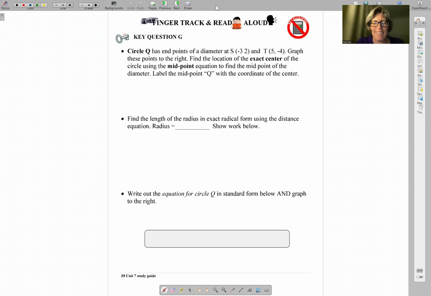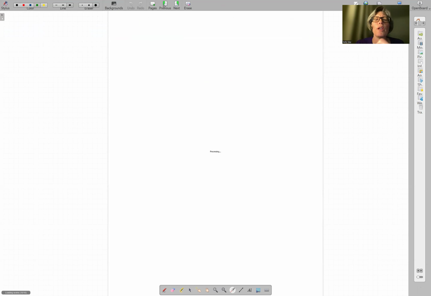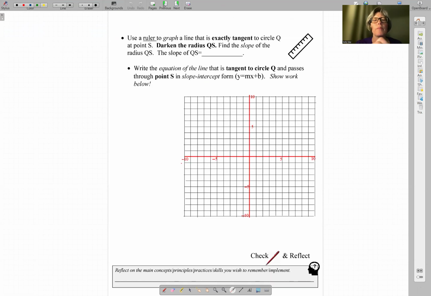Question G says circle Q has endpoints of a diameter at S (-3, 2) and (5, -4). Graph these points to the right. Find the exact center of the circle using the midpoint equation. Find the midpoint of the diameter and label it Q. So I essentially walk you through the problem. Let's have these 2 points first on the grid.